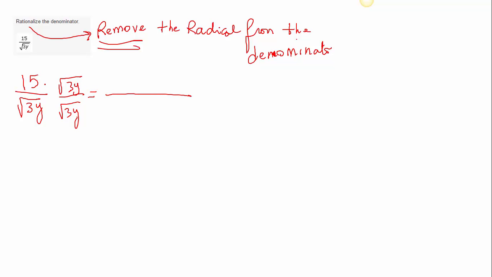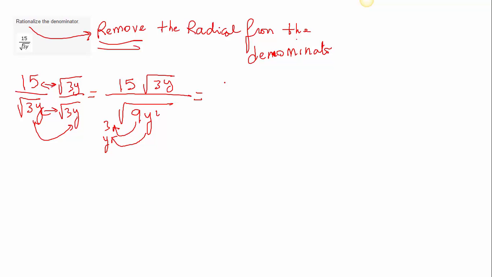When you multiply fractions, you multiply straight across. So 15 and the square root of 3y, I cannot multiply 15 times 3 because this one has a radical, this one does not have a radical. So I keep it as it is, 15 square root of 3y. But in the denominator, they both have radicals, so I can multiply the inside. So that would be 9y squared. But 9 is a perfect square, it will come out as 3. Y squared is a perfect square, it will come out as y.